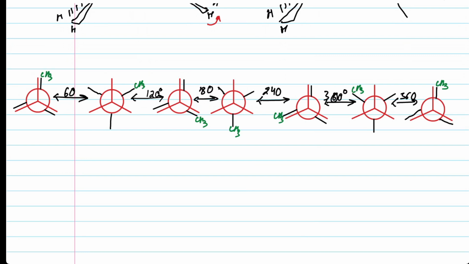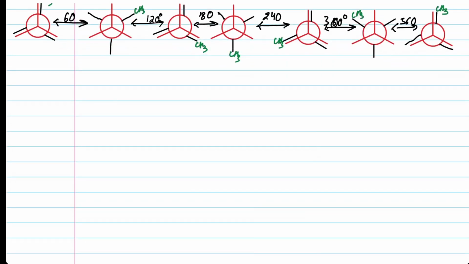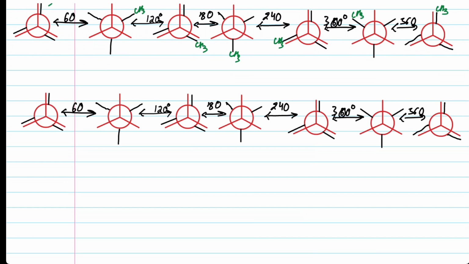But now, when we talk about butane, we find that here we have CH3 and here we have CH3, with CH3 groups placed on each of the carbons across the different conformations.